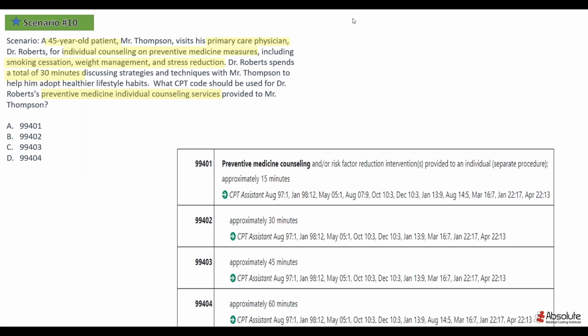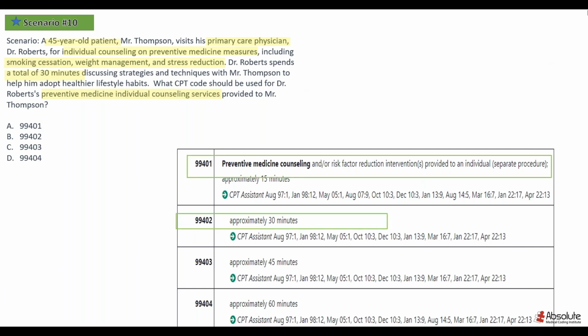So, given that, the correct answer is going to be option B, 99402, because the total time of counseling spent here is 30 minutes, and options A, C, and D are coding for incorrect times. You have 99403 coding for preventive medicine counseling given for approximately 45 minutes, 99401 for 15 minutes, and 99402 is the correct answer here.